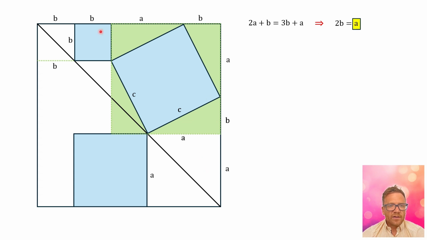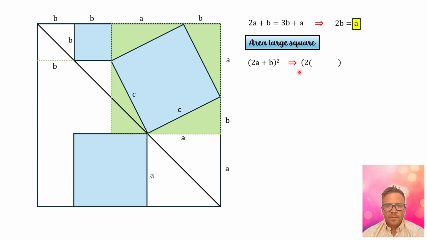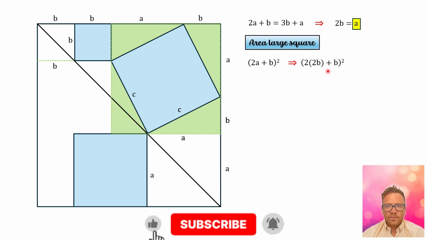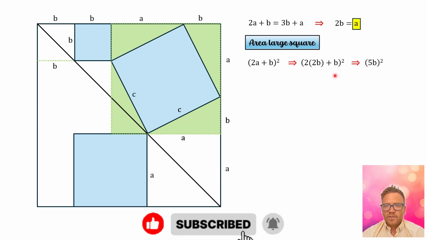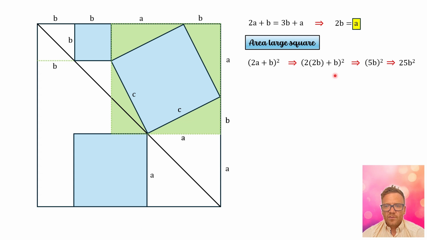Next, we can find the area of this large white square in terms of B. So we would say that this side squared would be the area. So 2A plus B, squared. Remember, we know what A is in terms of B, so we can substitute that into the expression as well. So it would be 2 times 2B plus B, squared. 2 times 2 is 4. 4B plus B is 5B. So 5B all squared is 25B squared. And this is the area for the square.